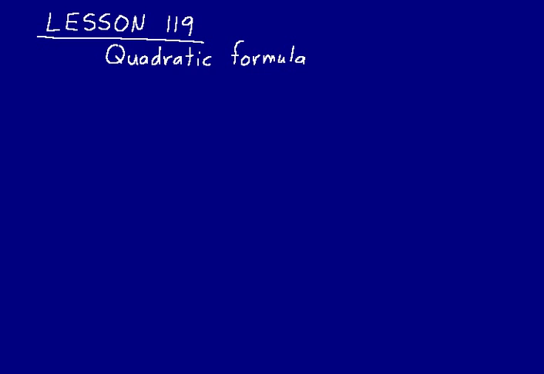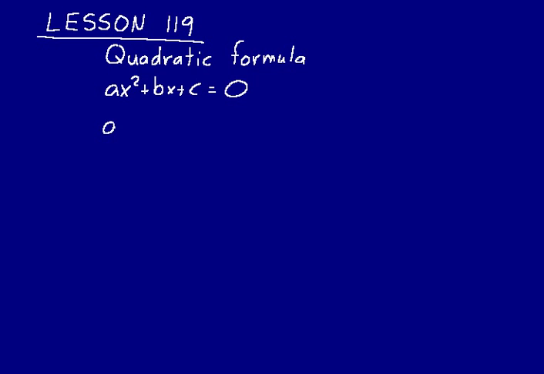Now, the standard form of a quadratic equation, we've talked about that a lot, and that's ax squared plus bx plus c equals 0. We could apply what we just learned in Lesson 118, which was completing the square. We could do the completing the square method on this standard form, and we would end up with a formula that would allow us to solve any quadratic equation just by substituting in the coefficients in the right places. So let's go ahead and solve this quadratic equation, the standard form, using the completing the square method.